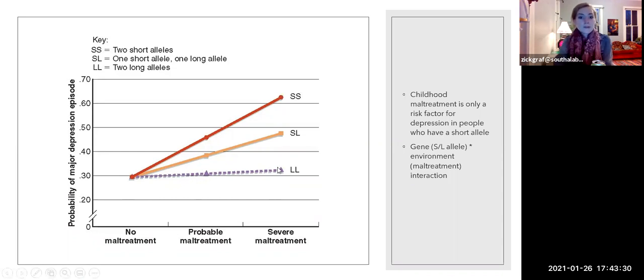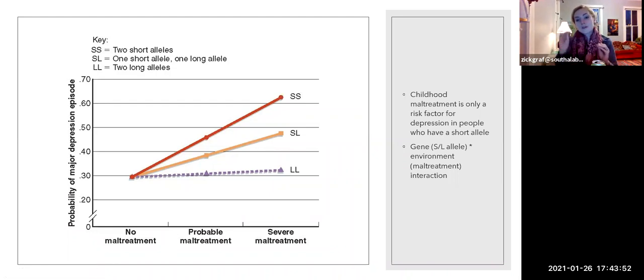For people with two copies of the long serotonin transporter allele, there's really no relationship. Someone with two copies of the long transporter allele is almost just as likely to have depression if they were severely maltreated as a child as someone with two copies of the long allele who experienced no maltreatment at all. That's not true for people with one or two copies of the short allele.